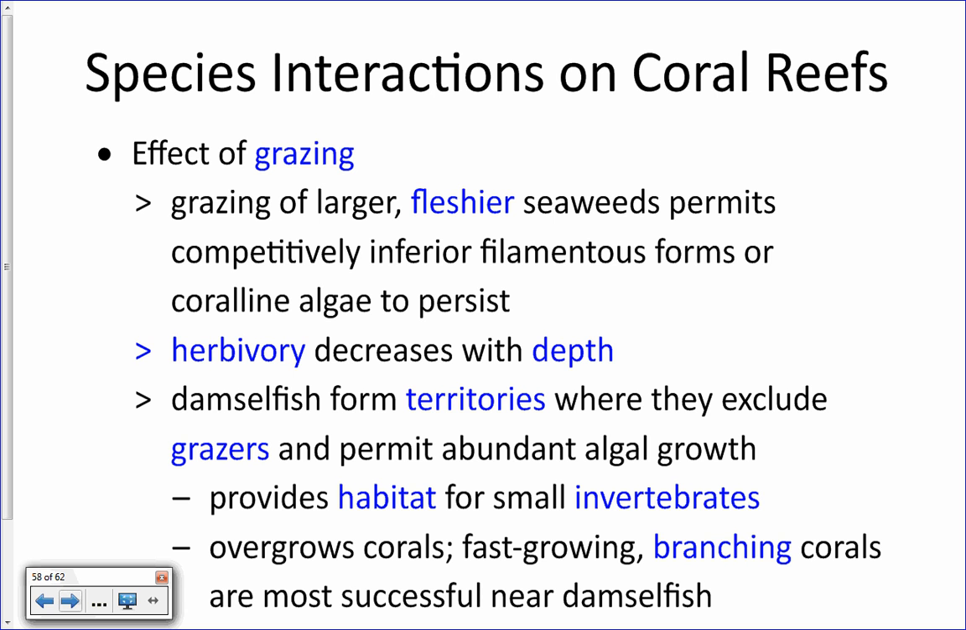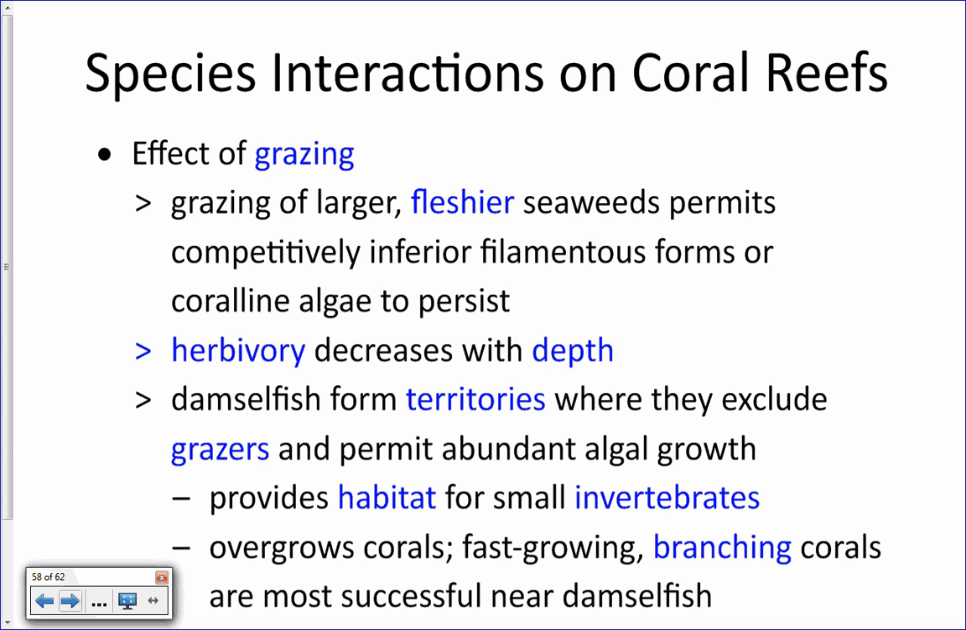So grazing. Grazing is the process of eating that algae. And so lots of different things will eat algae that grows on the reef. And as you go deeper in the reef, you actually get less grazing, because algae requires a lot of sunlight to grow quickly. And so they have to get closer to the surface of the water. As you go deeper in the water, there's less light, they can't grow as fast, and the algae actually gets eaten faster than it can grow. And so as you go deeper on the reef, you get less and less grazing on algae.